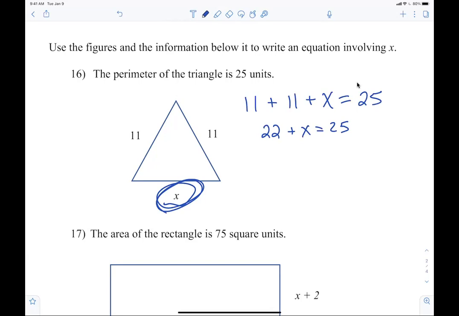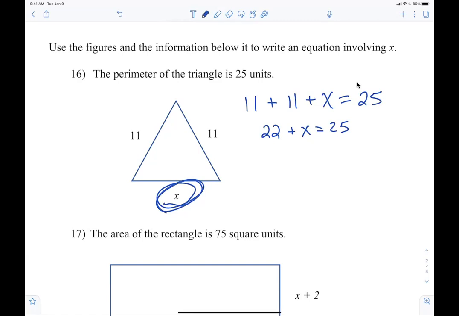Aiden. Yes. Didn't you have to do base times height for the triangle? If we were finding the area, you would do 1/2 base times height, but since we're not doing area, we're not doing that. Perimeter is the sum of all the sides. Thank you very much. All right, Brianna, are you good with that now?